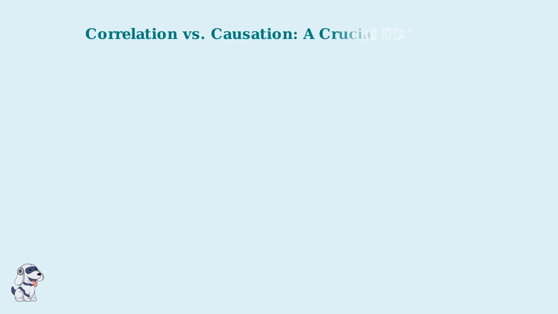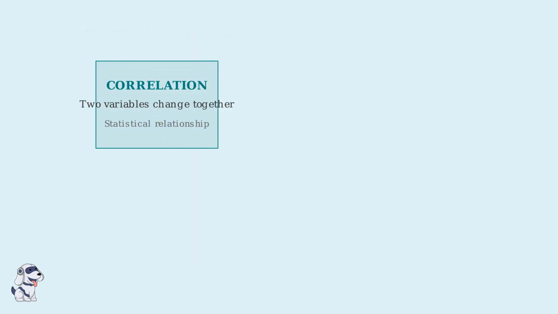One of the most important concepts in statistics is understanding the difference between correlation and causation. This distinction is crucial for proper data interpretation. Correlation means two variables change together in a predictable pattern. When one increases, the other might increase or decrease consistently.